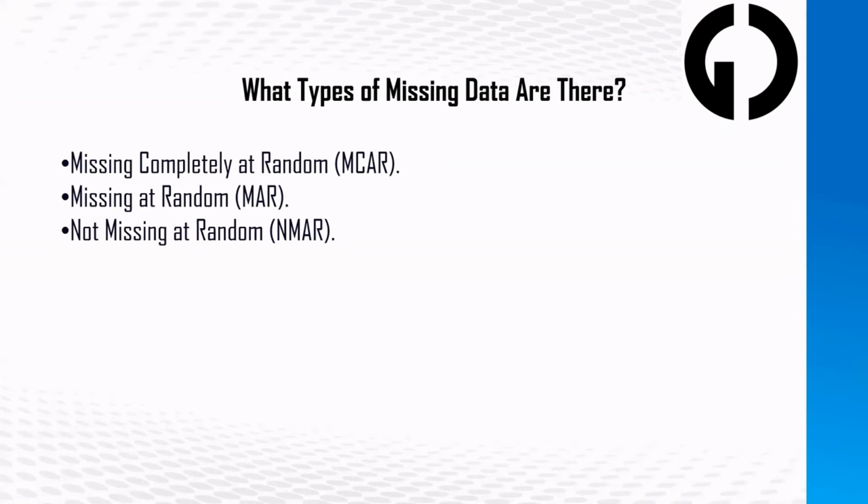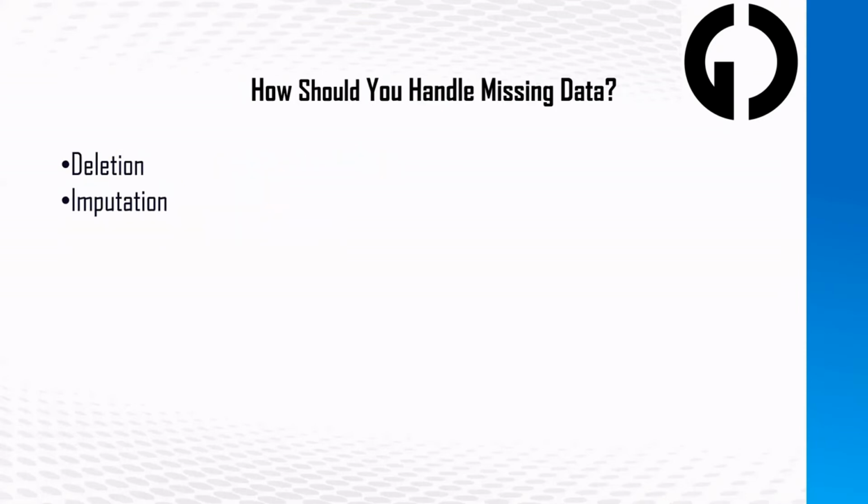In the case of NMAR as well, the statistical analysis might result in bias. So how should you handle the missing data? Let's take an example of loan prediction. Checking for the missing values. First of all, there are two methods by which we can handle the missing values: deleting the missing values and modifying the missing values.